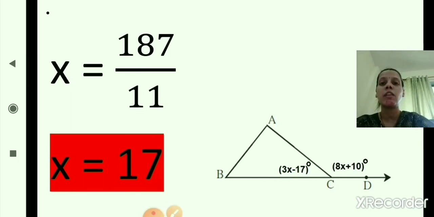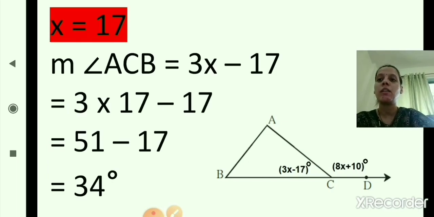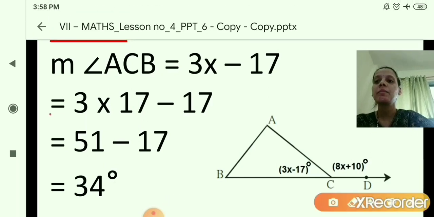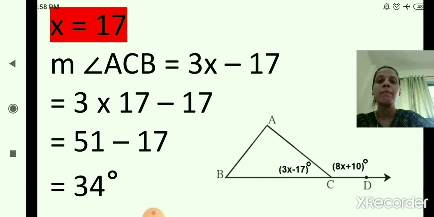Now we will put this 17 in 3x minus 17 and 8x plus 10. Correct? Measure of angle ACB is given as 3x minus 17 and measure of angle ACD is 8x plus 10. So the measure of angle ACB is 3x minus 17, x is equal to 17. So 3 multiplied by 17 minus 17. 3 multiplied by 17 is 51. 51 minus 17 is 34 degrees. So what is the measure of ACB? 34 degrees.